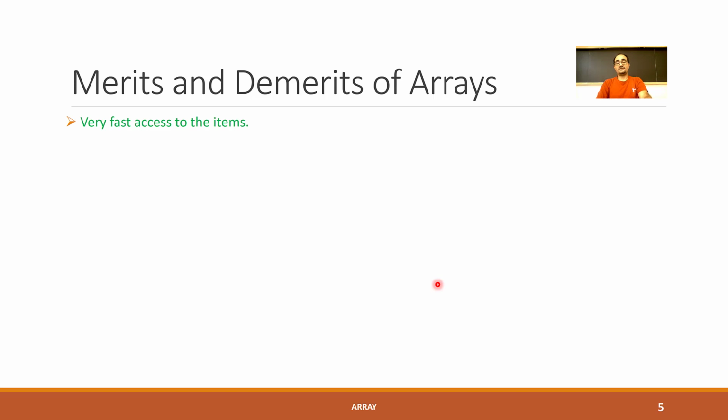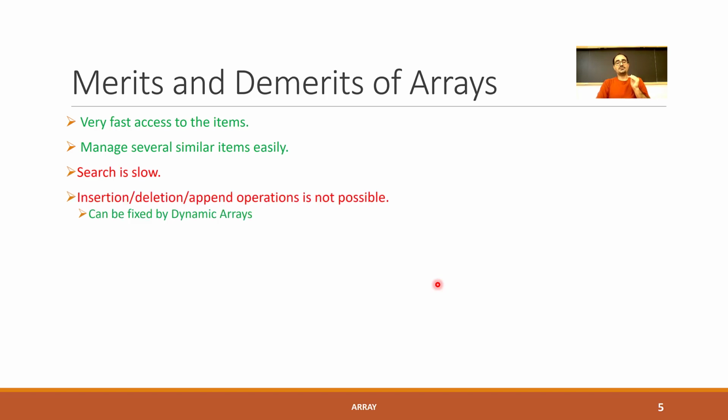Merits and demerits of the array. Arrays are very fast if we want to have access to one element, and we can manage several similar items easily and fast, but they are so slow in search because it needs O of n. And some dynamic operations like insertion, deletion, append is not possible in the arrays. We can fix this problem by using dynamic arrays, and we will talk about it in the next session.